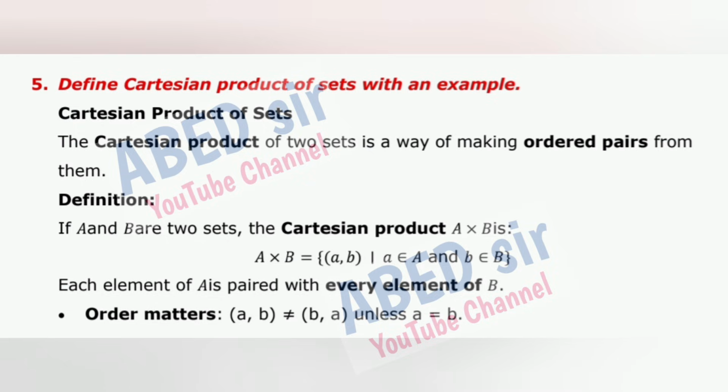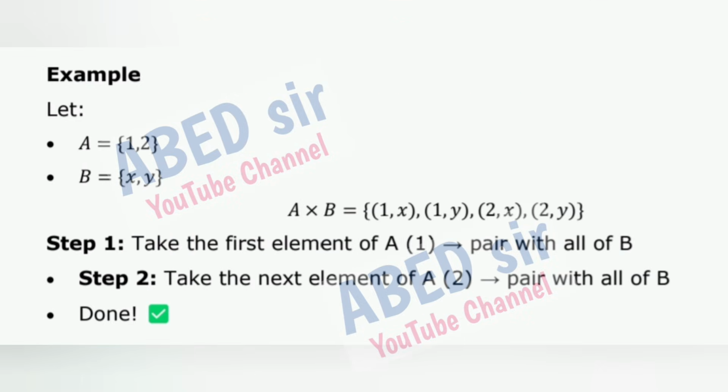Each element of A is paired with every element of B. Order matters: (A, B) is not equal to (B, A) unless A is equal to B. Example: let A = {1, 2} and B = {X, Y}. A × B = {(1, X), (1, Y), (2, X), (2, Y)}.